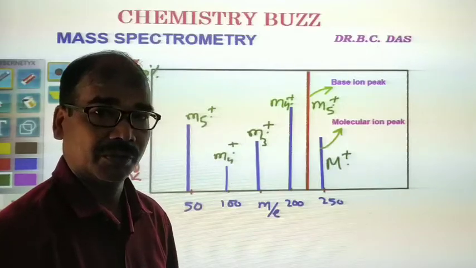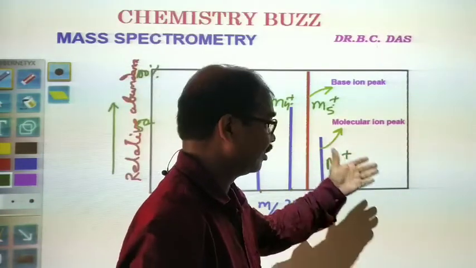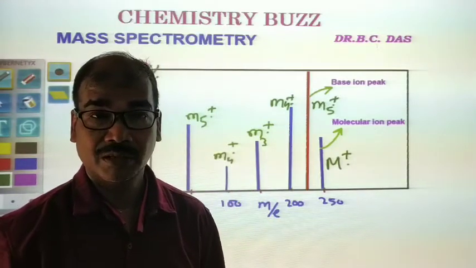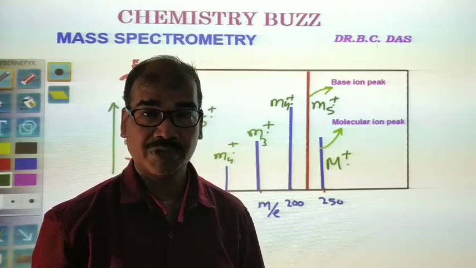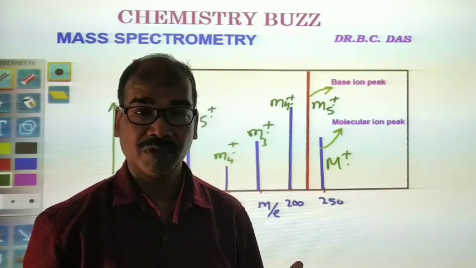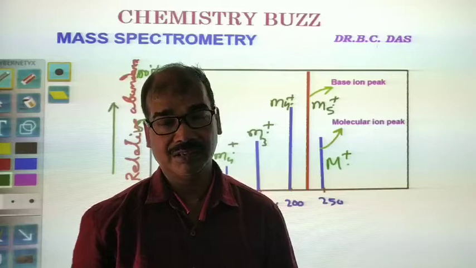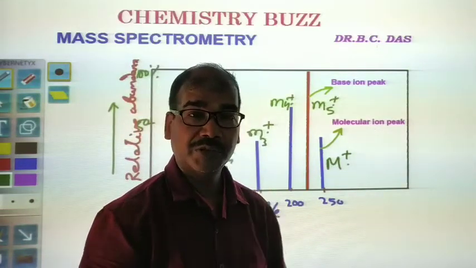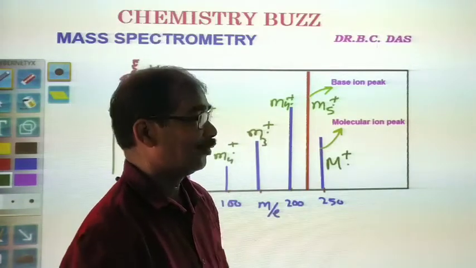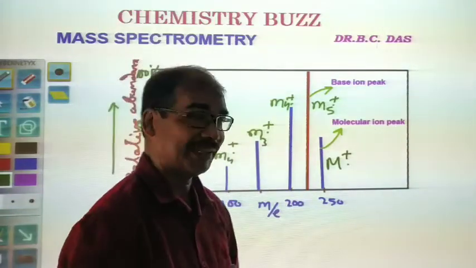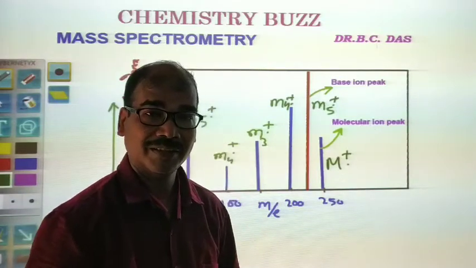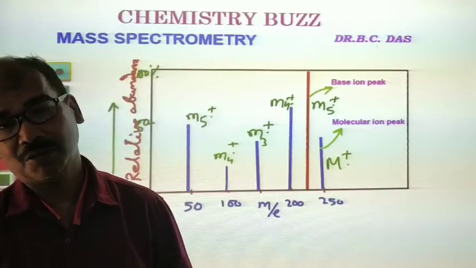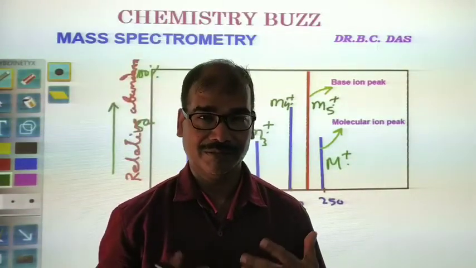Because this spectra determines the molecular mass so accurately, and we have some isotopes, C12, C13, chlorine 35, chlorine 37, and their abundances. So the mass spectra will also give the isotopic peak. That isotopic peak and fragmentation we will study in the coming video.